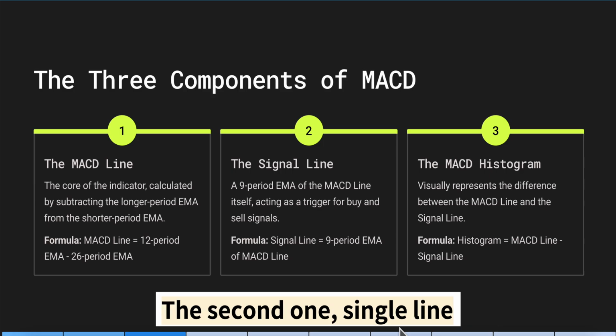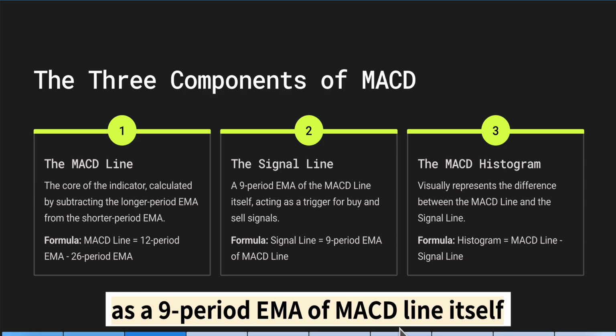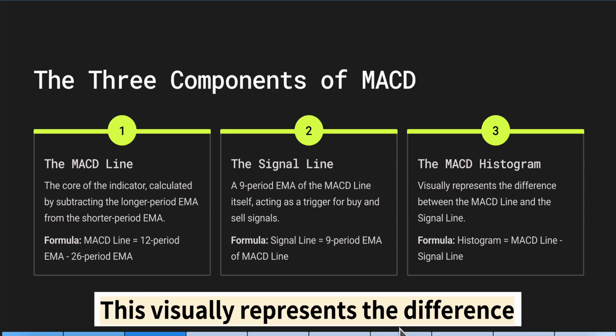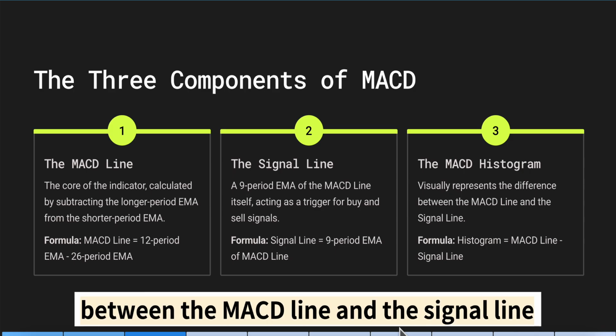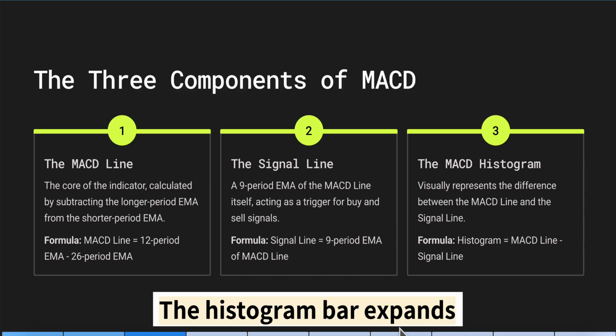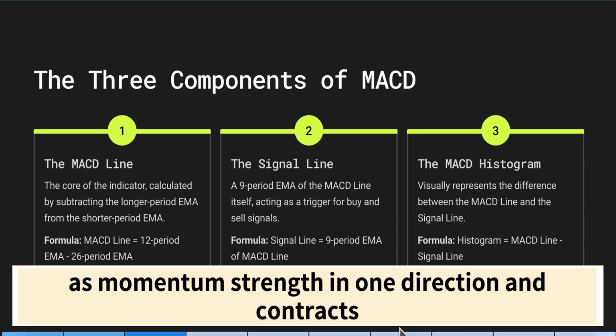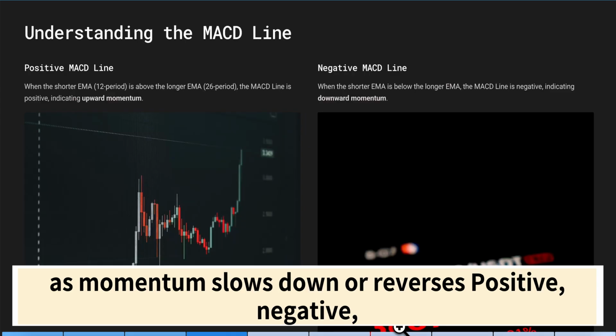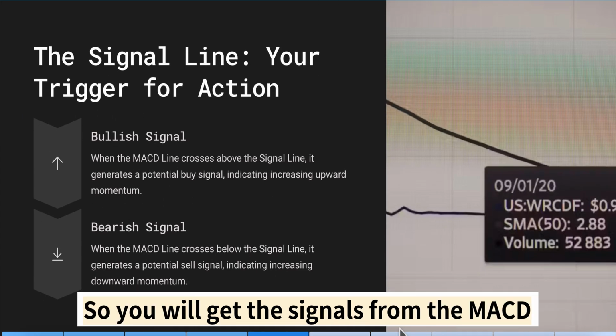The second one, the signal line. This is by default a 9-period EMA of the MACD line itself. It acts as a trigger for buy and sell signals. Number three, the histogram. This visually represents the difference between the MACD line and the signal line. The histogram bars expand as momentum strengthens in one direction and contract as momentum slows down or reverses. Positive, negative, you get the sign here. So you will get the signals from the MACD.